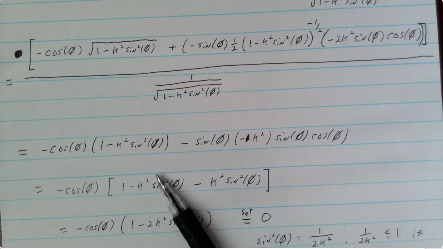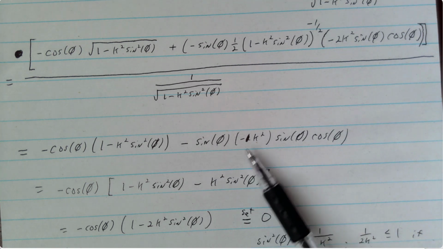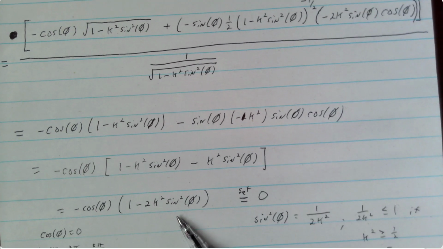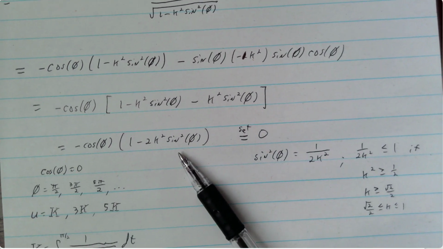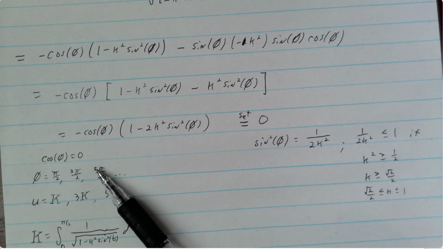And then simplify by factoring negative cosine phi out. Now I have two negatives here, so I still have one left over. And negative cosine phi here. So this is what I have. So I get this. So this is the second derivative. And then if I put it equal to 0, we get cosine phi equals 0.